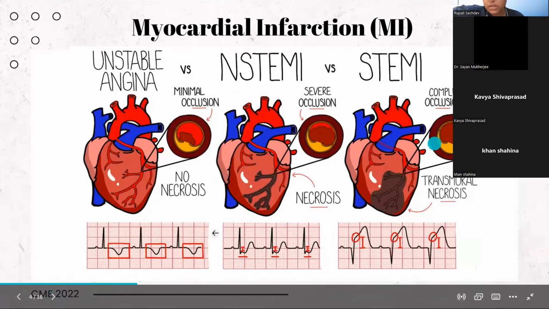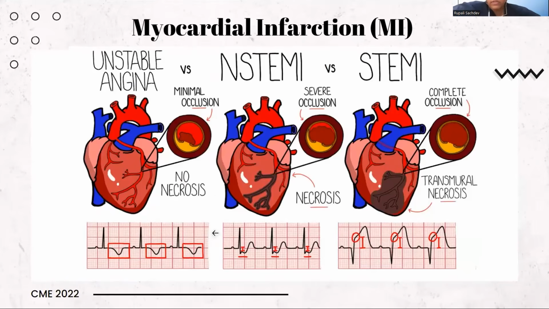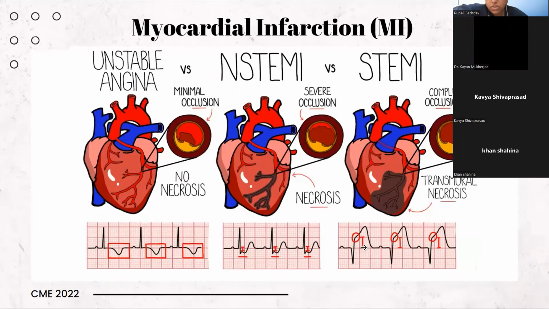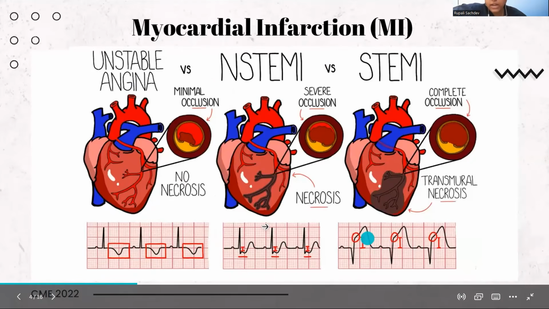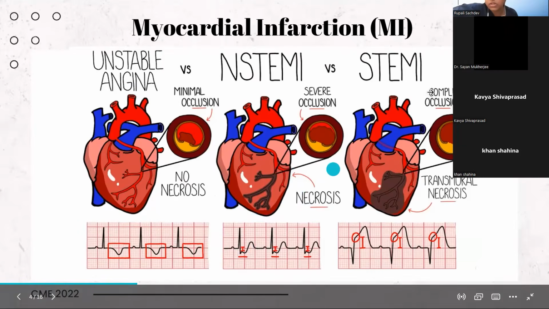And what are the types? Now, an MI patient, when you do an ECG, you will find either an ST elevation, it's a STEMI, or you will get a non-ST elevation, an NSTEMI, where there is a depression instead of an elevation, because the only thing that's happening is necrosis.